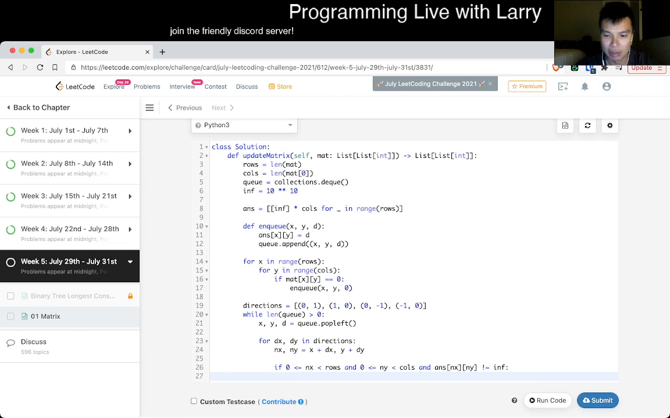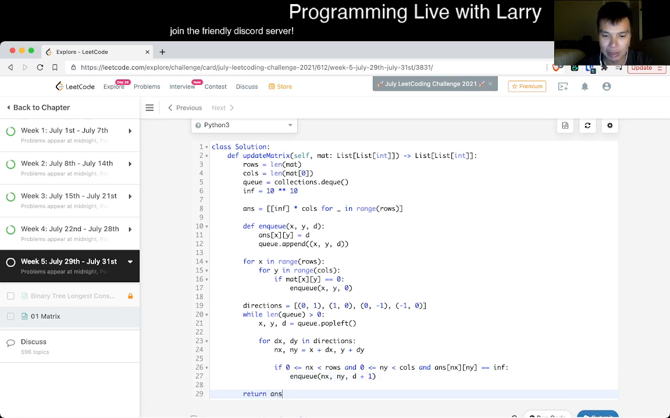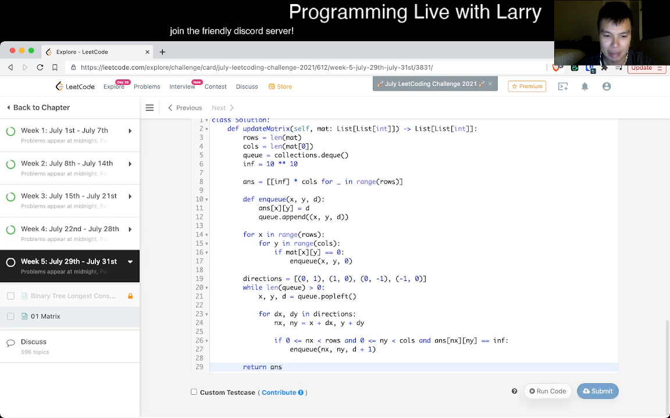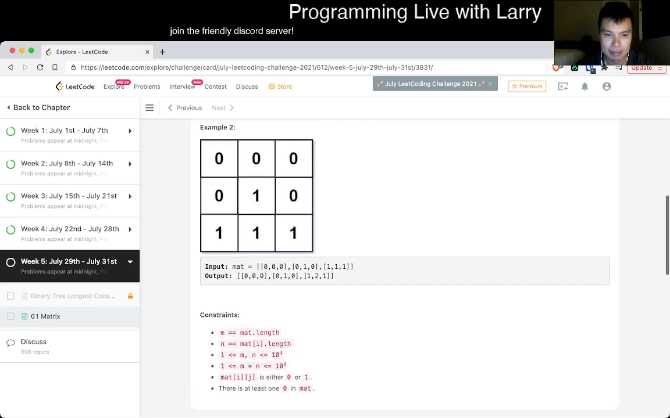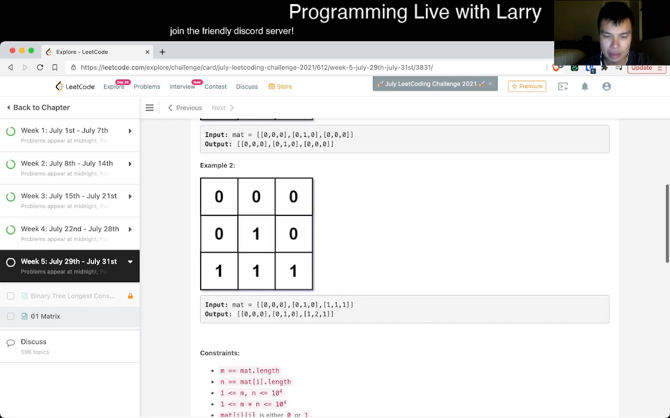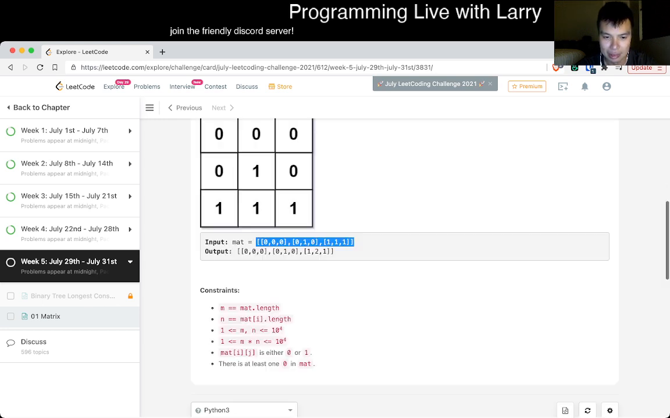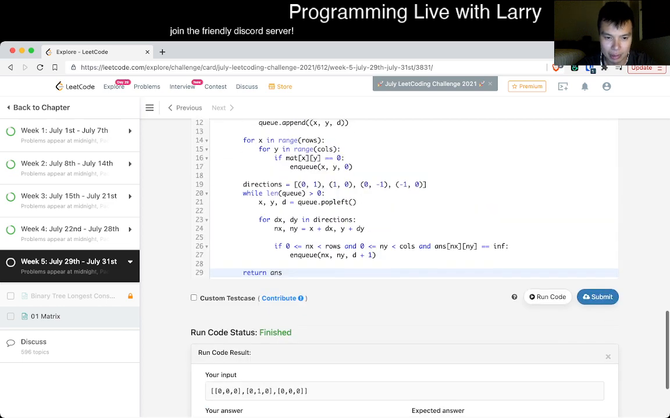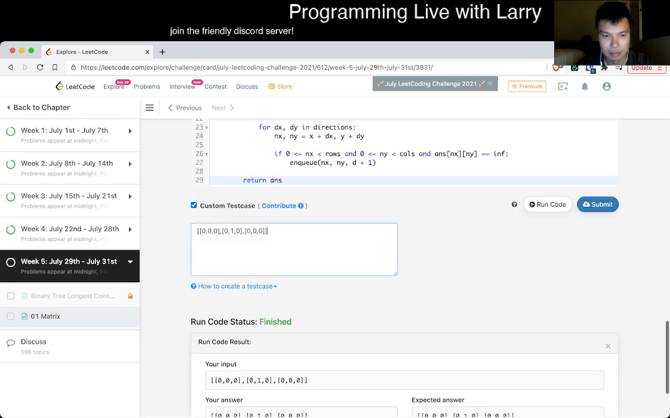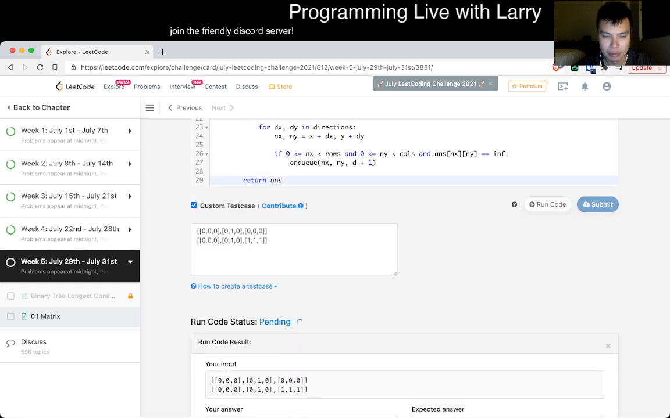So yeah, and if it's not infinity, because it's breadth first search, anytime it's not infinity, it's basically done, right? So in that case, we want to enqueue nx, ny, d plus 1, and then that's pretty much it. At the very end, we return answer, and every element should be set. And there we go. Let's put in this other test case as well.